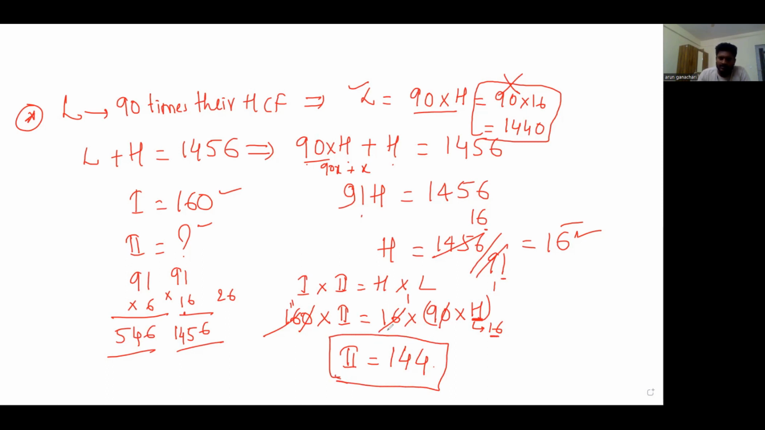I hope you are getting the answer. We are supposed to substitute our H. I'll arrange and substitute it if you are getting confused. LCM is 90 into H and HCF itself is also 16. So we cancelled 16, we cancelled 10, we are left with 16 and 9. It became 144. Understood this one?